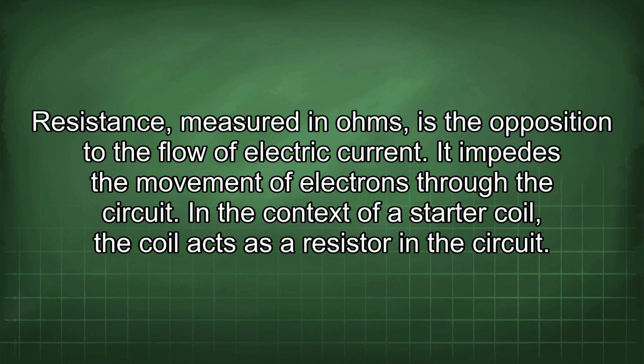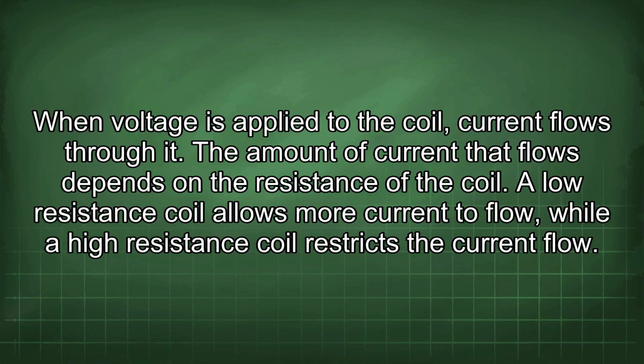In the context of a starter coil, the coil acts as a resistor in the circuit. When voltage is applied to the coil, current flows through it. The amount of current that flows depends on the resistance of the coil. A low resistance coil allows more current to flow, while a high resistance coil restricts the current flow.